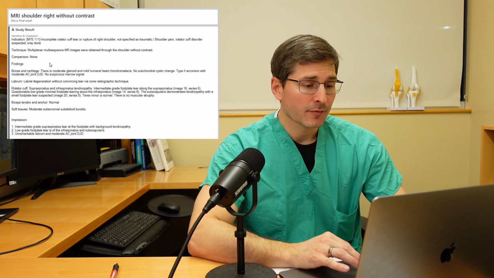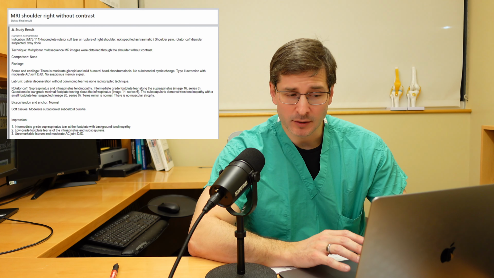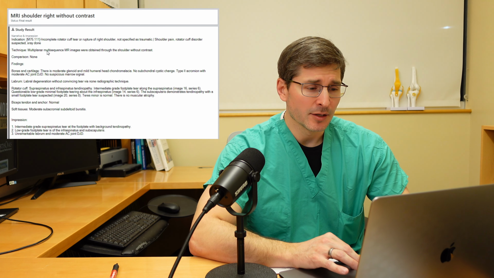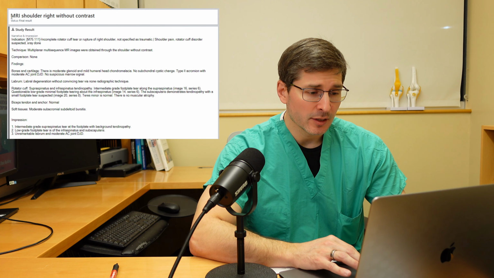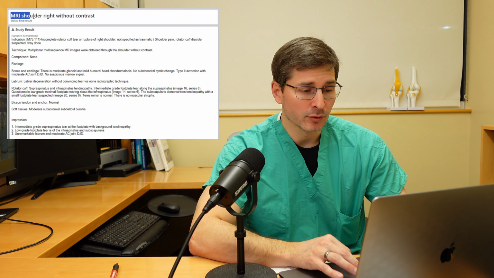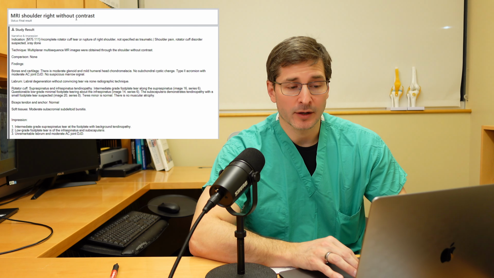So on this first MRI report, what you'll notice, every MRI report is a little bit different in terms of their format, but in general, they're pretty close to the same. And so if you look up here, you'll see what the actual study is. So on this one, we see MRI of the shoulder. It'll say the side, right or left, and you might see with or without contrast.